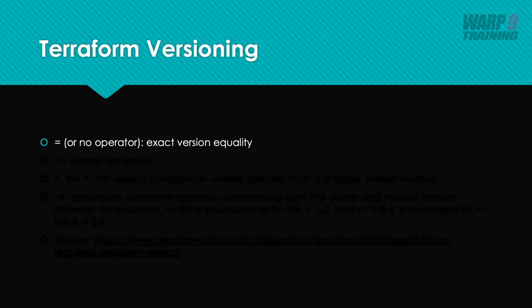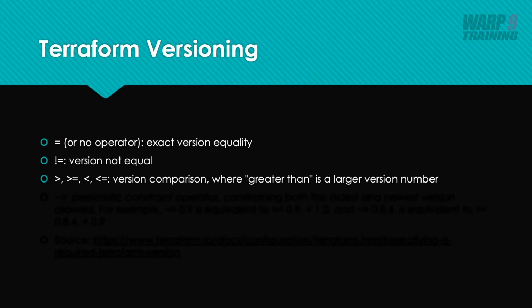So if we see the equal sign, that is the exact version. So if you had equal to 2.9.0, it would only use that version. You can have a version not equal. Quite rare that you would see this, but one to be aware of. These operators here are the most common ones. So we have greater than or equal, less than, and less than or equal to.